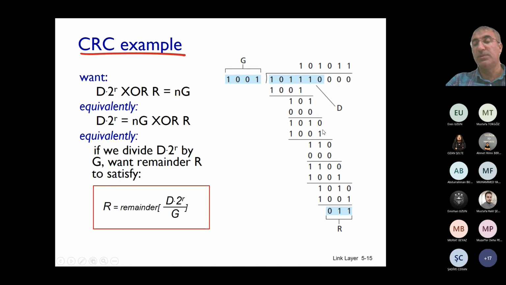We add them up. 0 plus 1 is 1. 1 plus 0 is 1, and so on. So you do this for all these data bits, and the remaining part is called the remainder, as a CRC. So we add these bits 0, 1, 1 as CRC bits to the frame and send them along with the data bits.